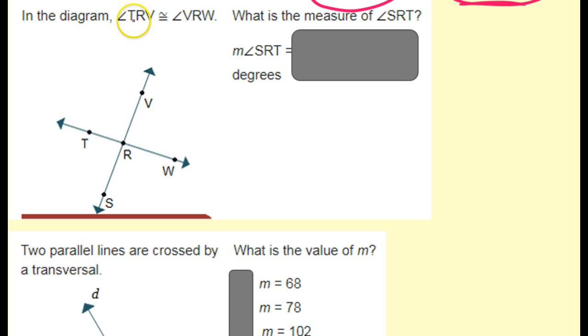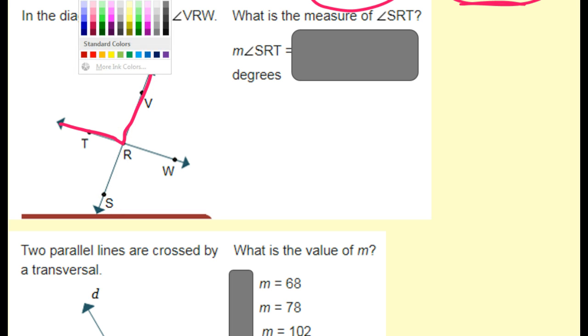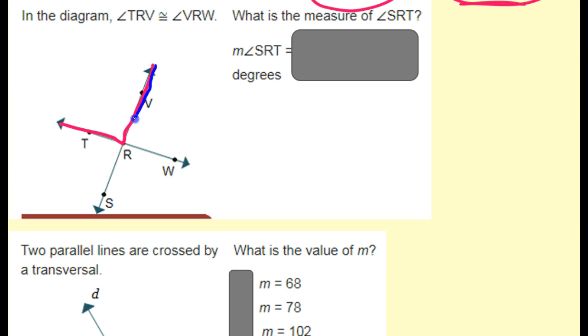Okay, in the diagram, angle TRV is congruent to angle VRW. There's only one way that these two angles can be congruent. See how they form a straight line? They have to add up to 180 degrees. So if these are equal to each other, it has to be 180 degrees divided by 2. So that's 90. So these have to be right angles. That's the only way they can be equal.